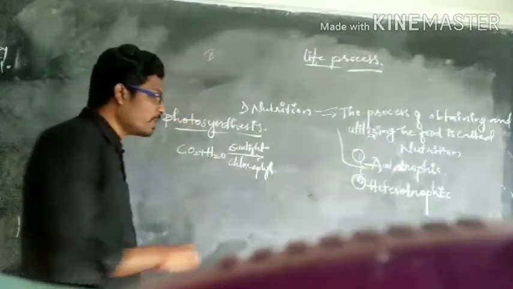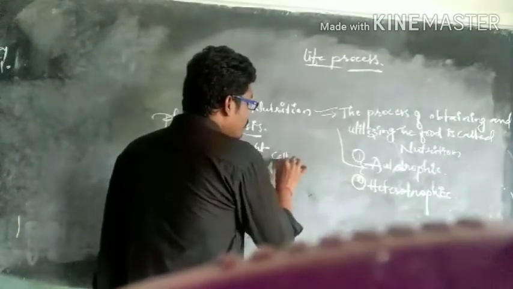Now CO2 plus H2O in the presence of sunlight and chlorophyll gives you C6H12O6.